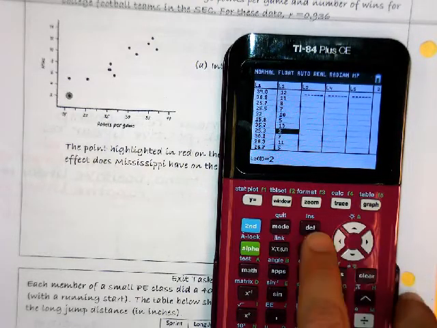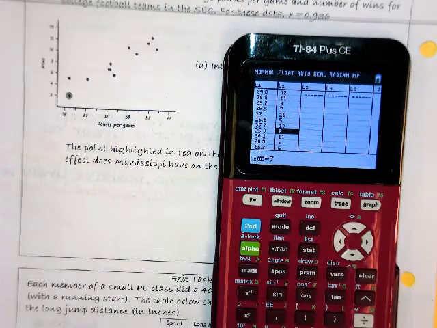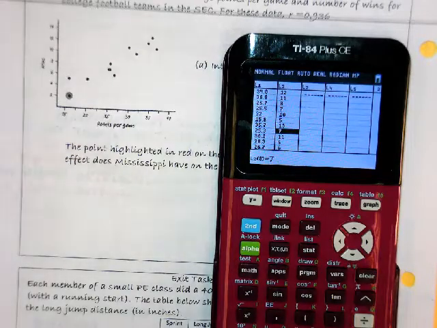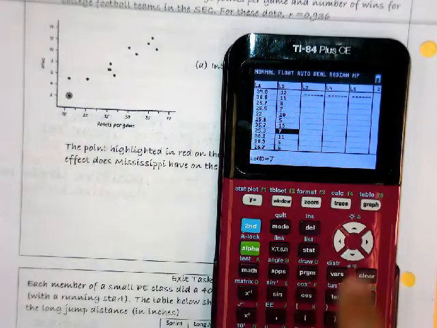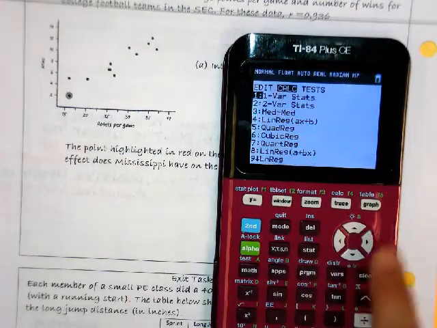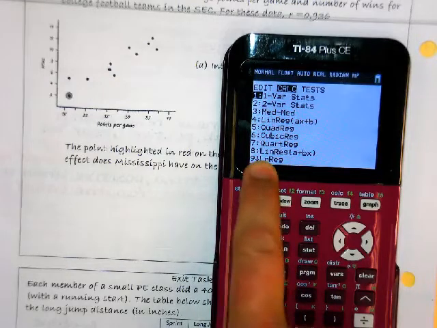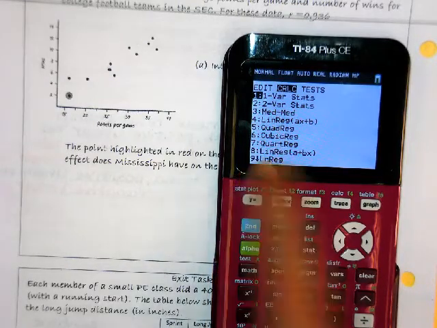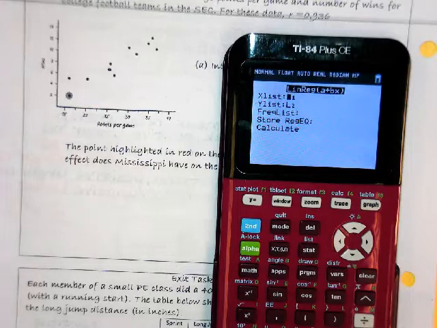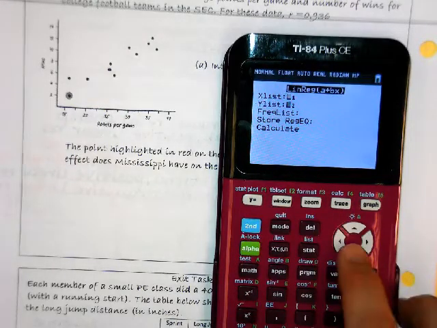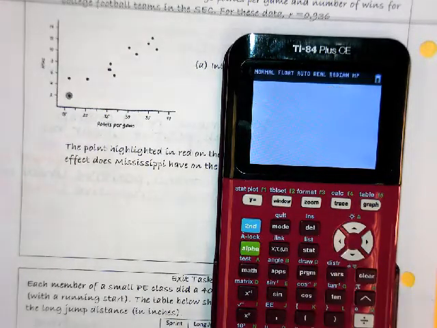What buttons do we press to find R? Stat, Calc, 8. Because that's what your book uses, so I suggest that one. List 1, list 2, calculate. And I get R equals 0.918.